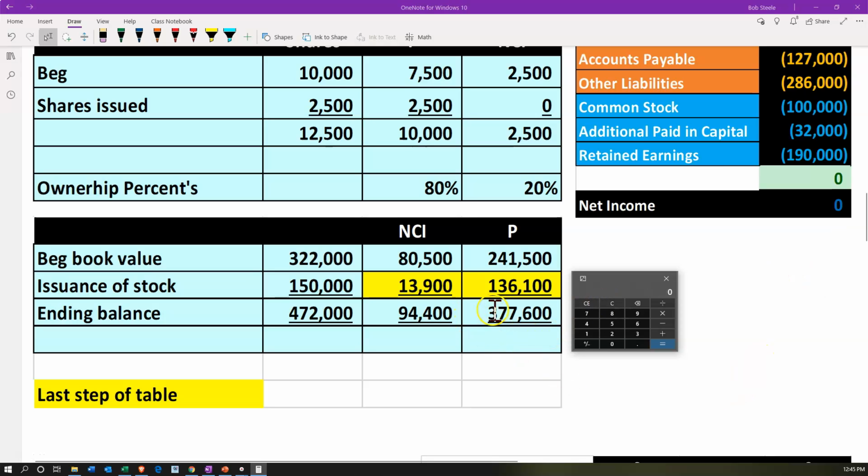In other words, if I ask what percent the 136,100 is of the 150,000, dividing 136,100 by 150,000 gives us about 0.9, which doesn't reflect what we would expect, something like 0.8 or the 0.75 on the previous. So we're backing into these numbers. That's what the yellow means.